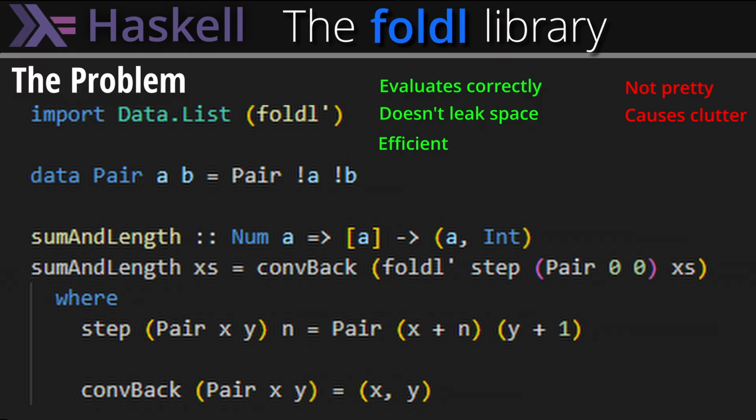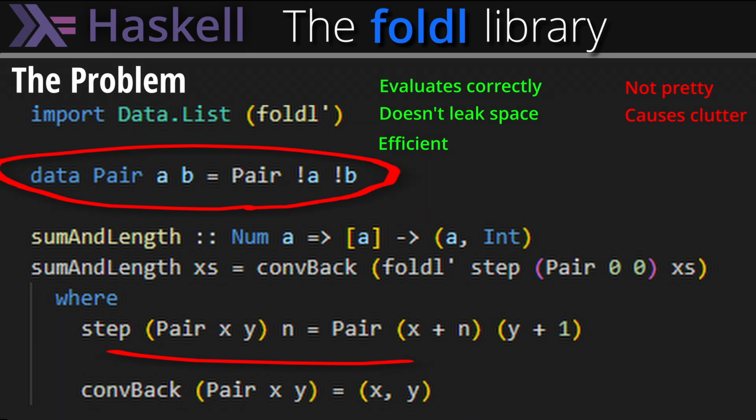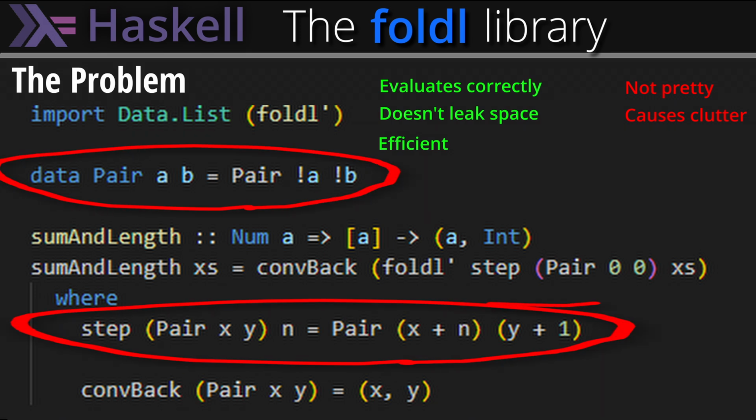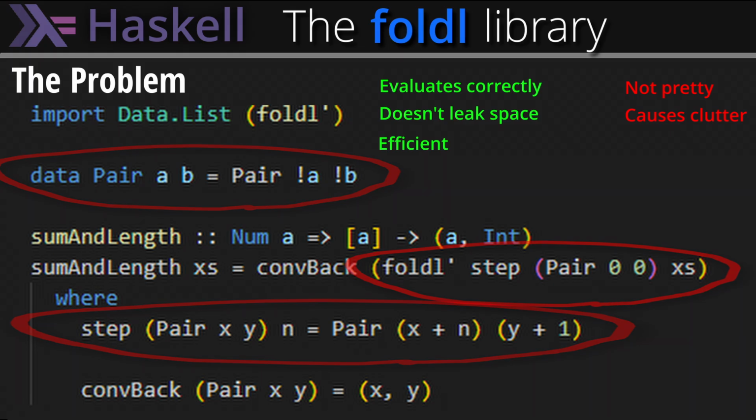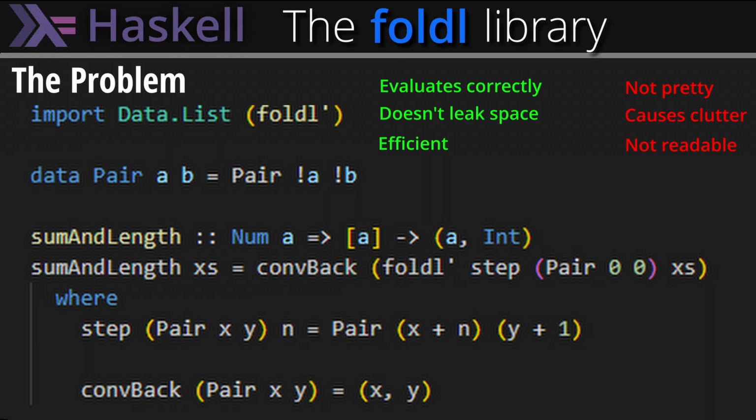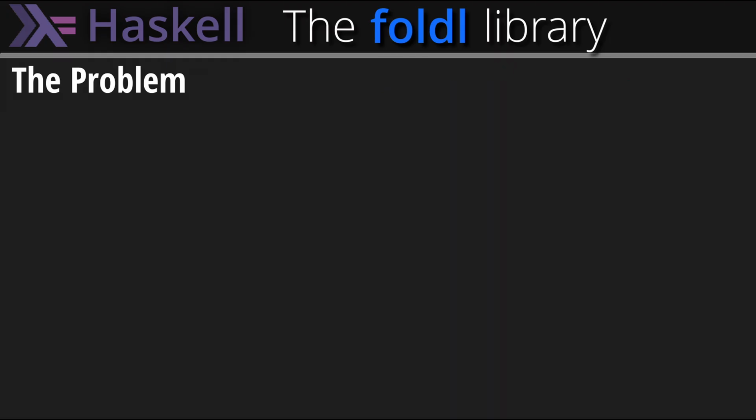For every function you do something like this, you need to write a new data type, write the entire step function and the accumulator, but above all, it's not very readable. And what's the point of using Haskell if your code isn't understandable at a glance? So, the solution. Which is why Haskell gurus, specifically Gabriela Gonzalez, have cooked up the foldl library.